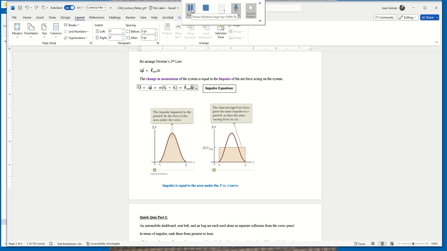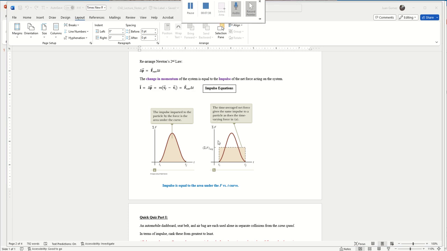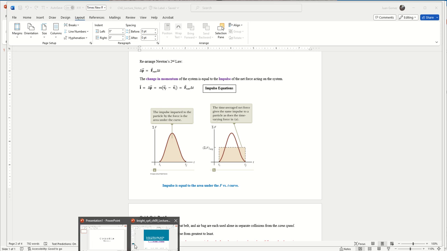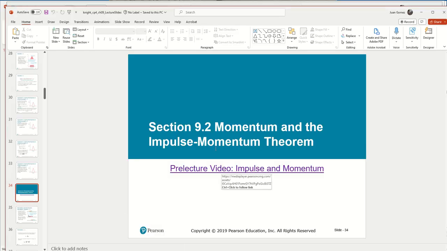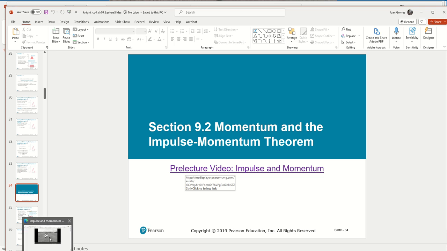Let me pause this for a second. Well, so what does this mean again? I was using the example of the golf club hitting a golf ball. Let's look at maybe a little easier example. Let's look at somebody kicking a soccer ball. And what does that mean? Well, here, let me bring up a video.